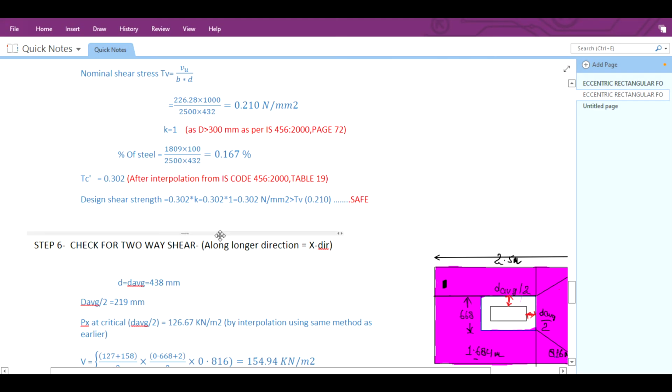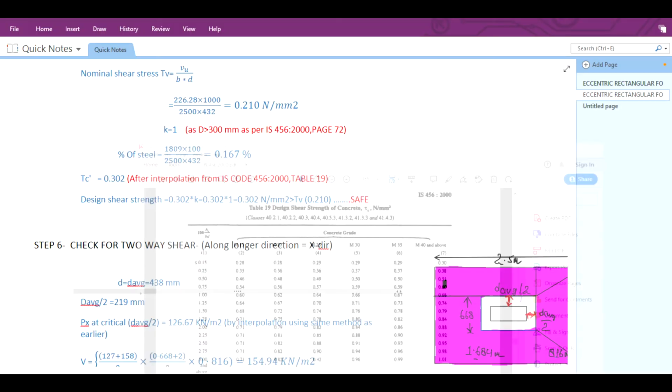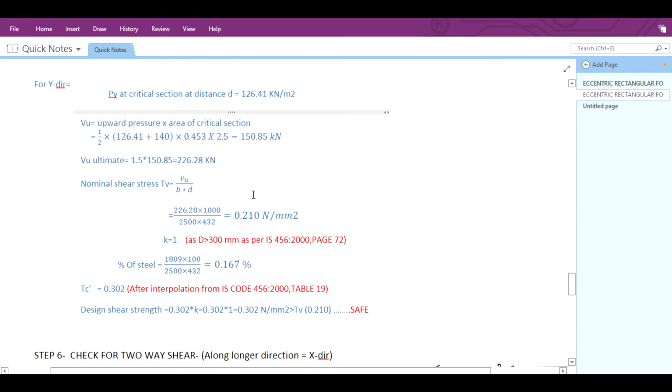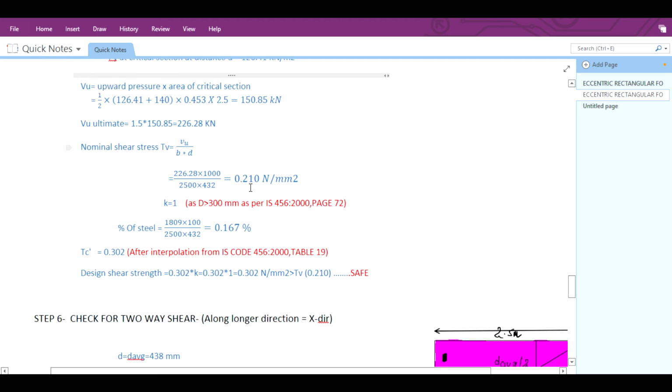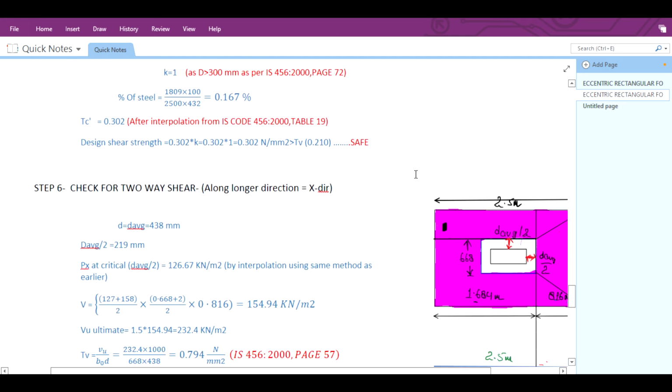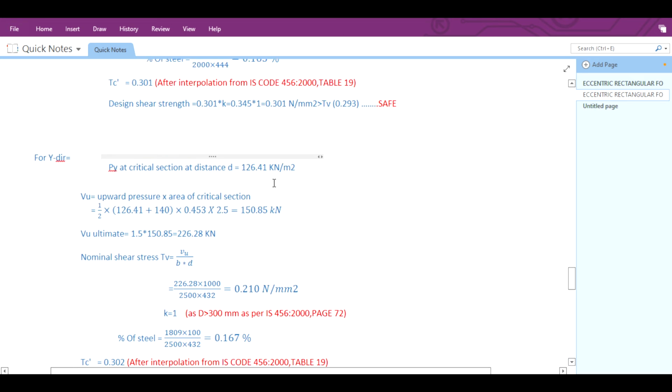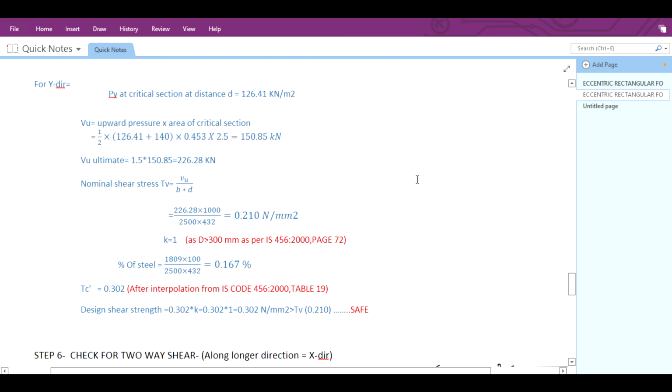Now we can use the same table for the interpolation and we will get the value as 0.302 from table 19. So design shear will be 0.302 multiplied by K, that is 1. So it is 0.302, which is greater than the 0.210 nominal shear. So it is also safe here. See the value, there is too much difference, 0.302 and 0.210. So this will be automatically safe. That's why I'm saying if you don't want to do it for the shorter side, that will be okay.